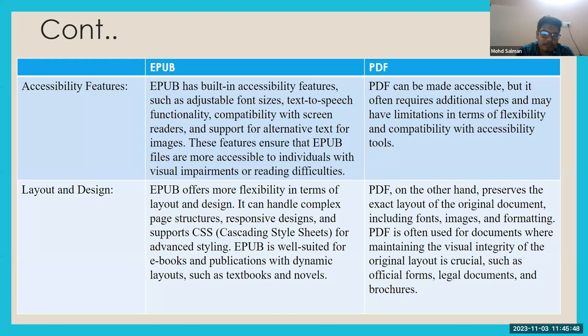Layout and design. EPUBs offer more flexibility in terms of layout and design. It can handle complex page structure, responsive designs, and supports cascading style sheets for advanced styling. And the PDF, on the other hand, preserves the exact layout of the original document, like a printed textbook, including the font, images, and formatting. PDF is often used for documents where maintaining the visual integrity of the original layout matters.